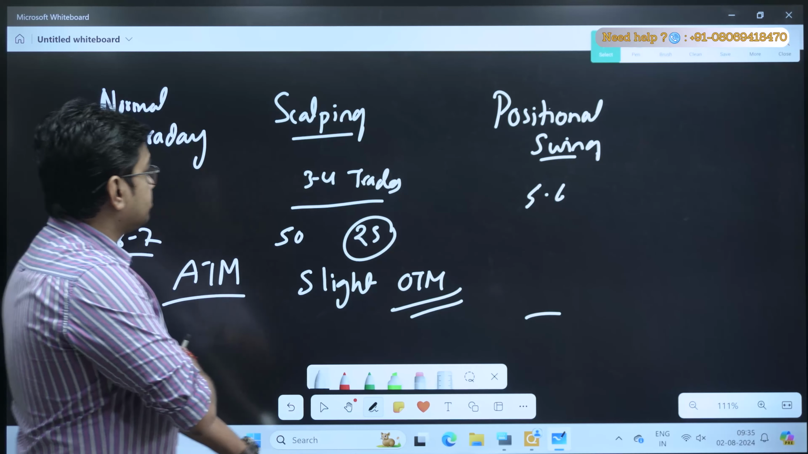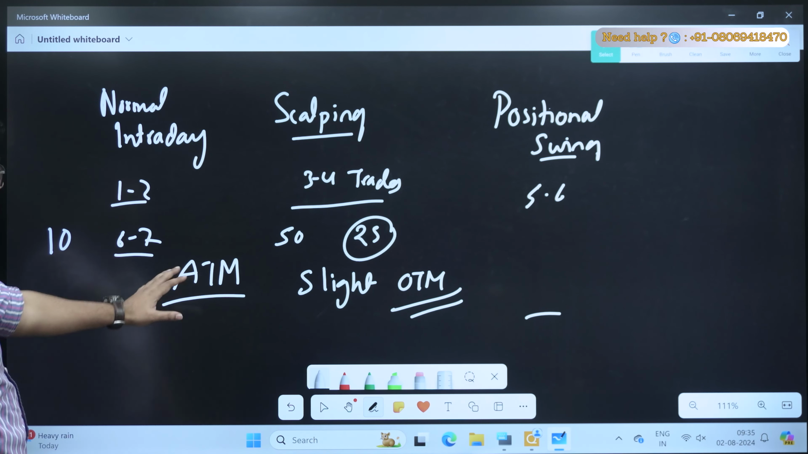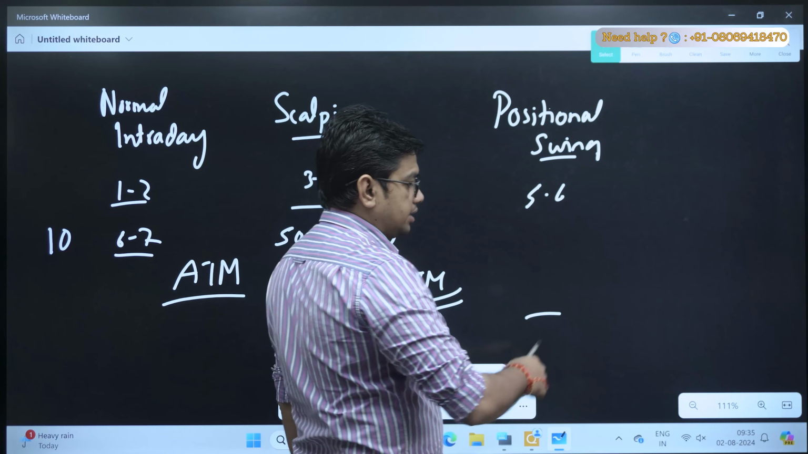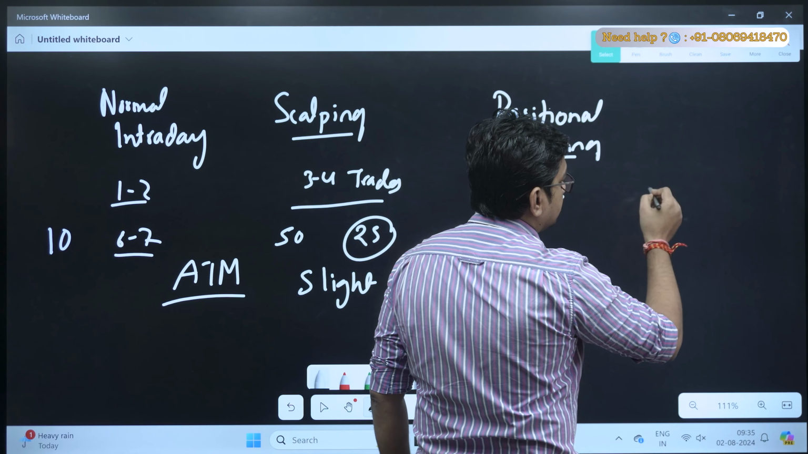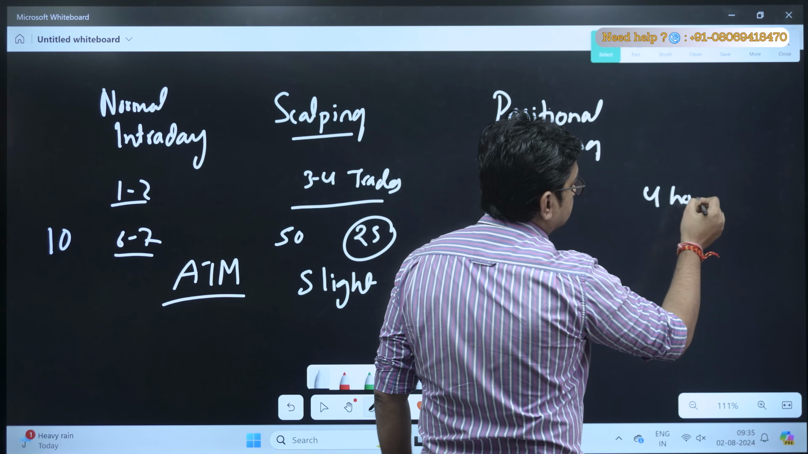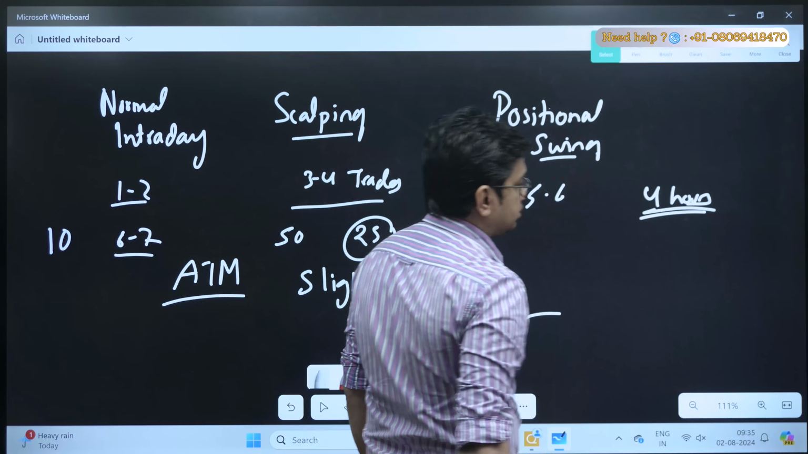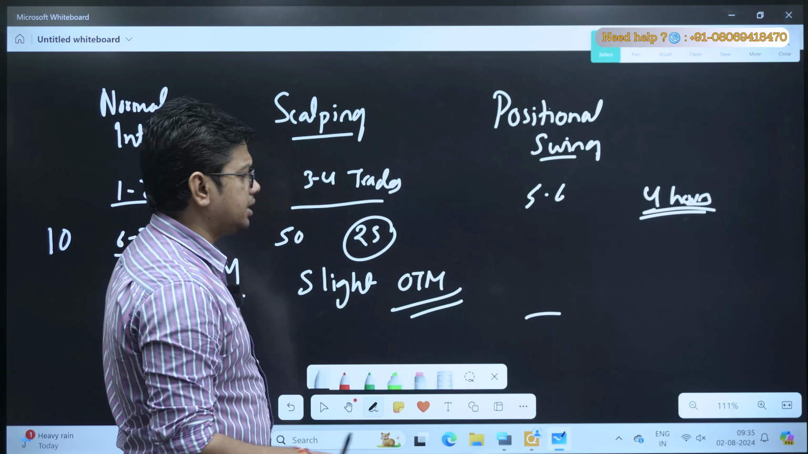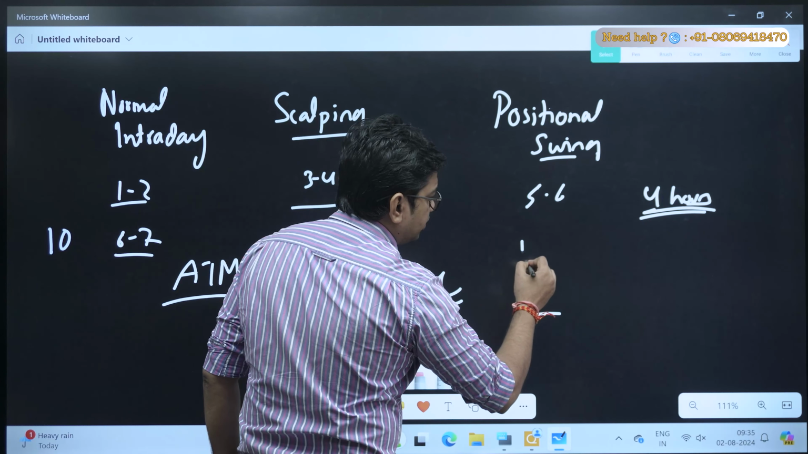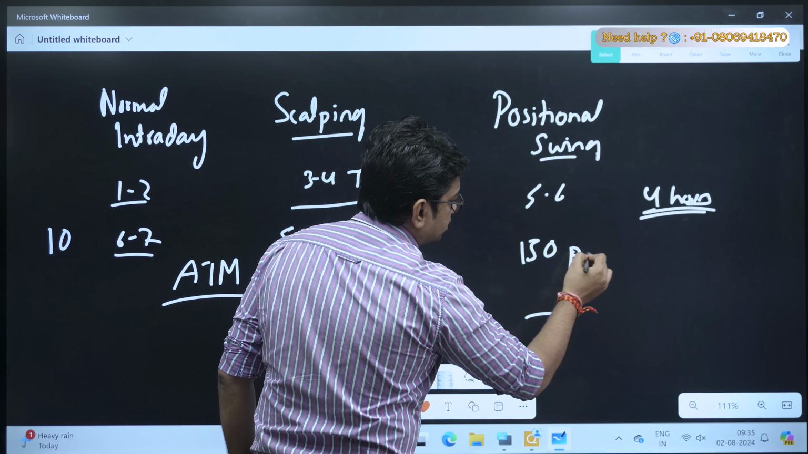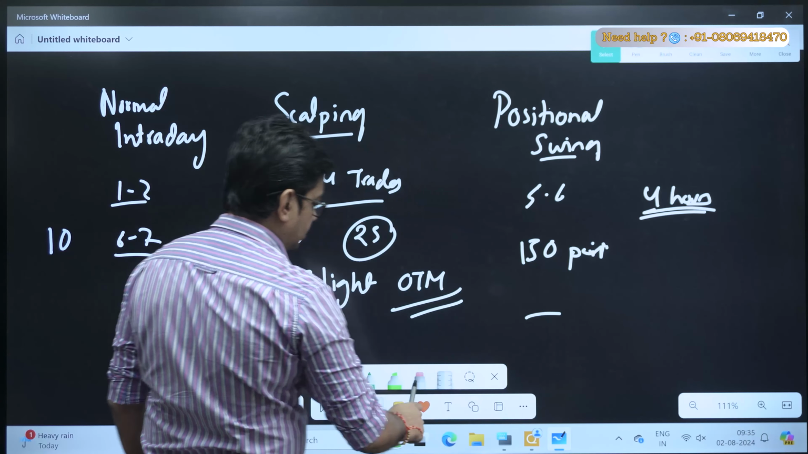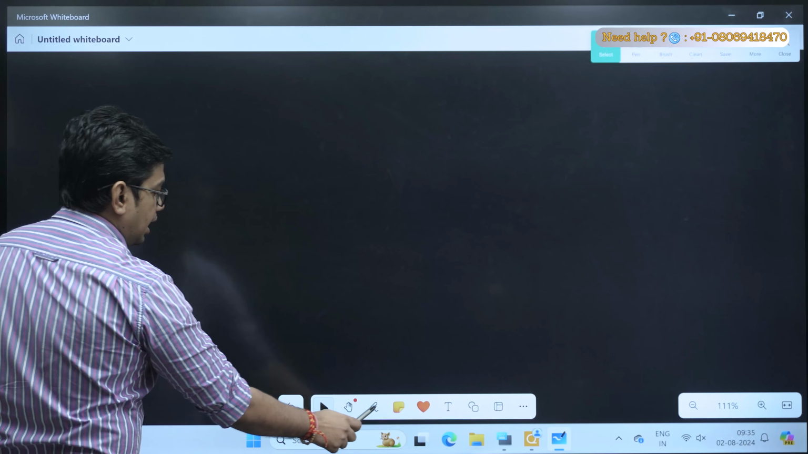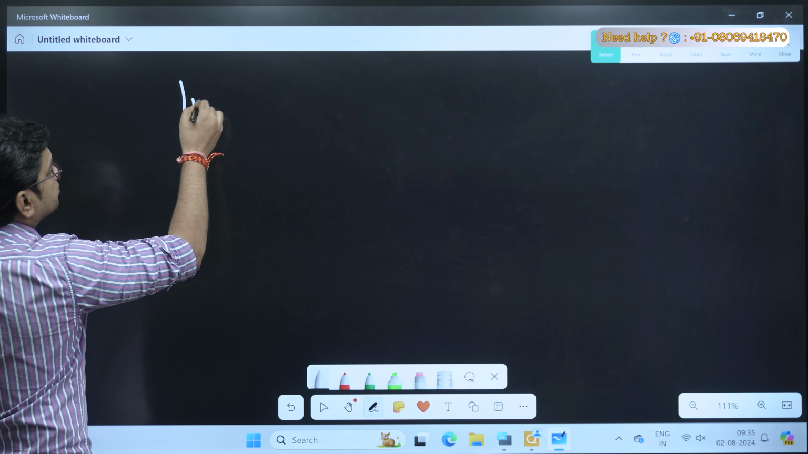So here in intraday, if I am going to select the ATM strike, let's just say the market takes like 4 hours to reach that particular target. That means I am considering that Nifty might move like 150 points. Let me erase all this, then it will be clear. I am considering intraday.